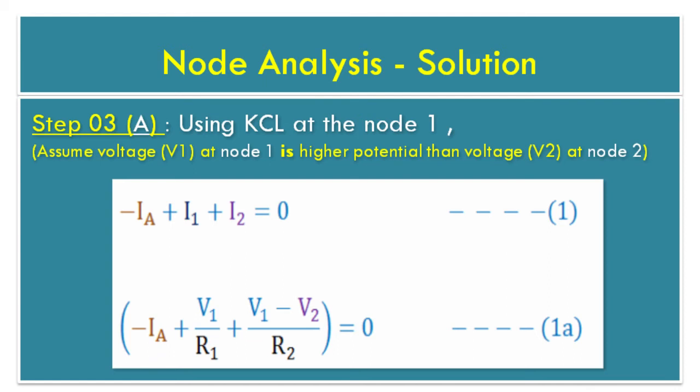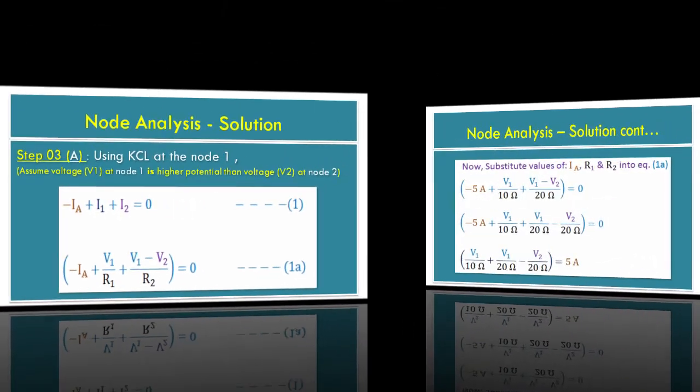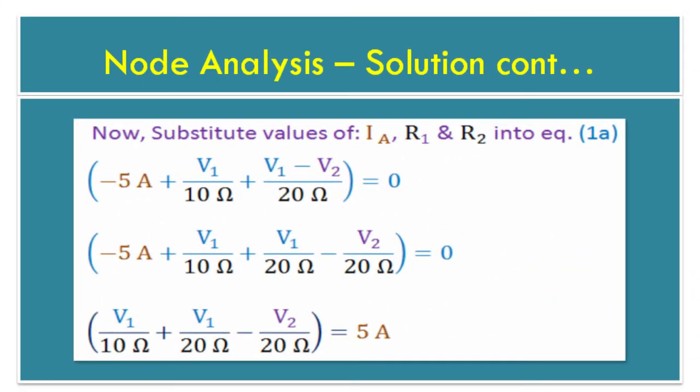Procedure step 3 part A. Here assume voltage V1 at node 1 is at higher potential than the voltage V2 at node 2. With reference to step 2, apply KCL at node 1. We get minus of current source IA plus current I1 plus current I2 is equal to 0, which is represented by equation 1.